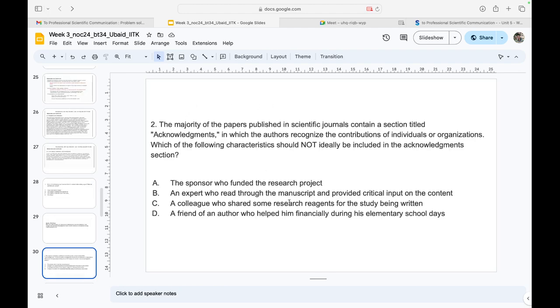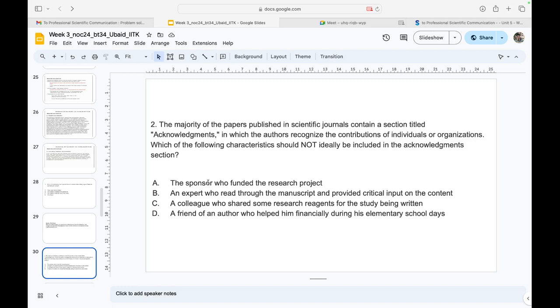The second question is that the majority of the papers published in scientific journals contain a section titled acknowledgement, in which authors recognize the contribution of individuals or organizations. Which of the following characteristics should not ideally be included in the acknowledgement section? So here are the 4 points mentioned. Among these 4 points, which one should not be included in the acknowledgement section?